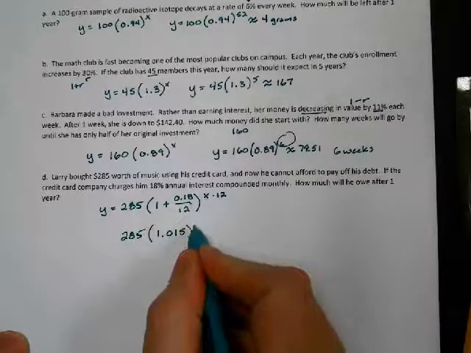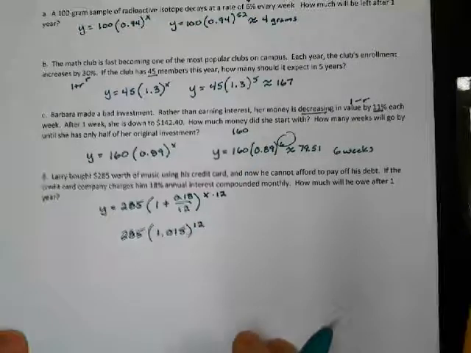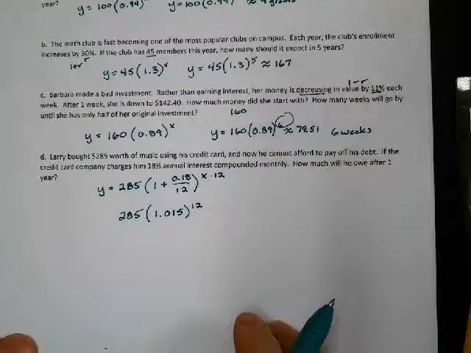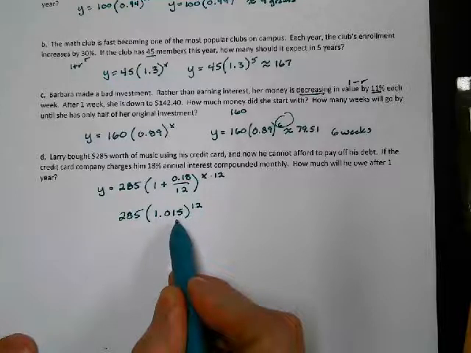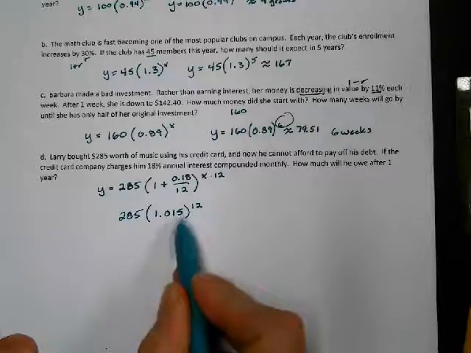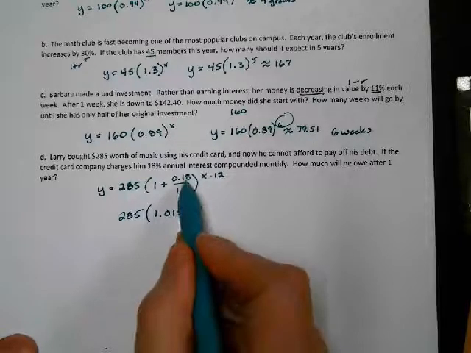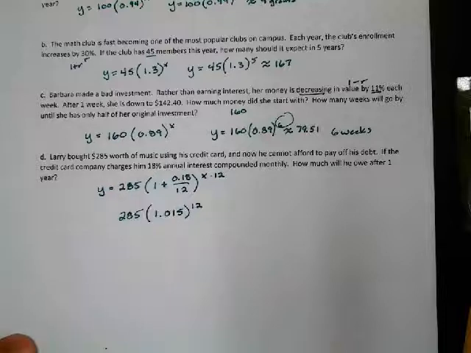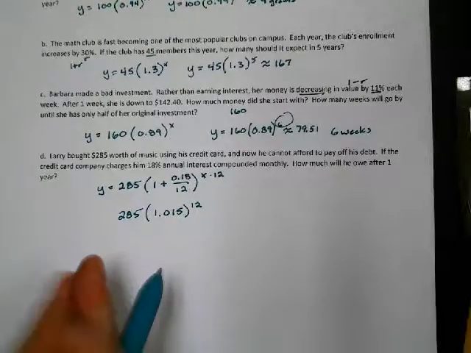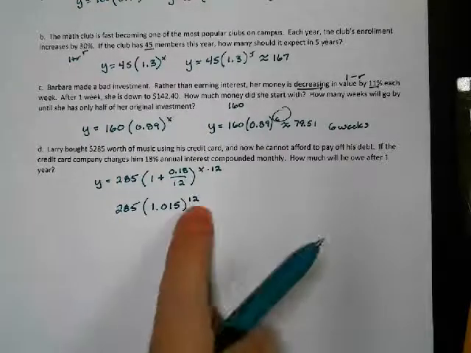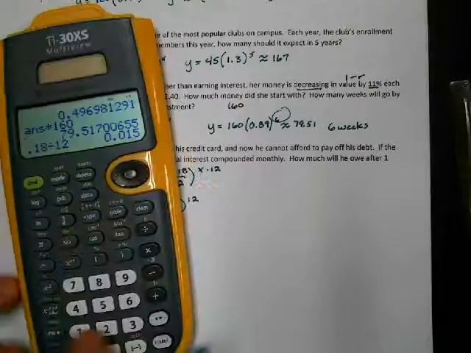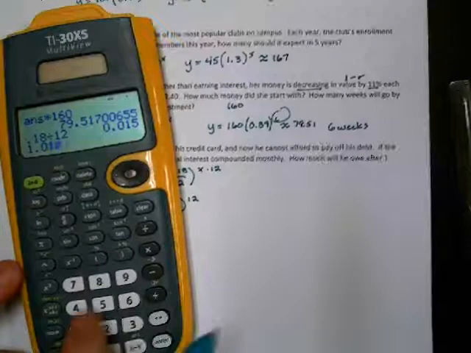So the 0.015 means each month they're going to charge 1.5%. And if you add up 1.5% 12 times, that comes out to the total 18%. So they've just taken up that 18%, sliced it up, and they made it into individual months. So there's 12 months here. All right, so 1.015 to the 12th power, because there's 12 months in the year. And then we're going to multiply by 285.